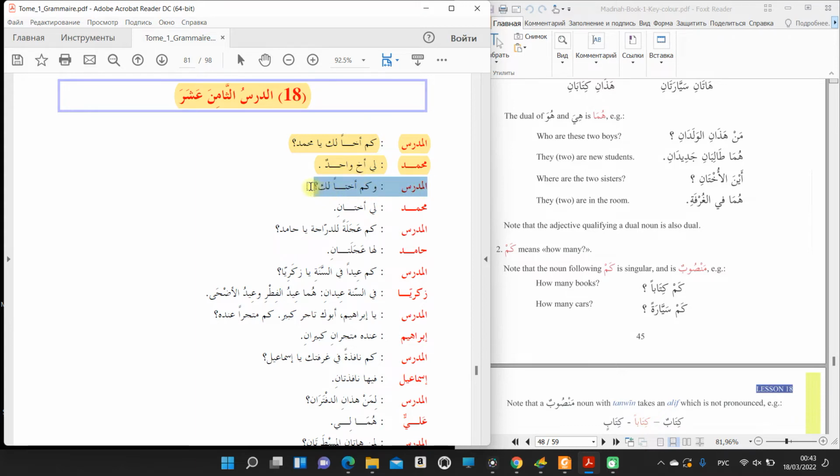Al-Mudarris says, وَكَمْ أُخْتًا لَكَ? And how many sisters do you have? لي أختان. أخت, one sister. أختان, two sisters.